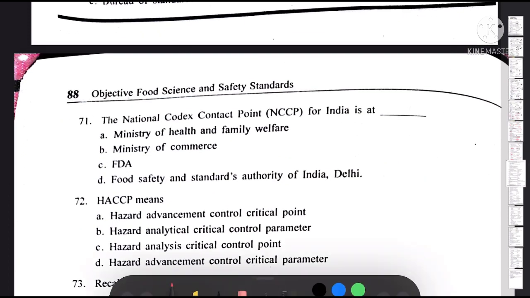Next, the National Codex Contact Point, NCCP, for India is at: Ministry of Health and Family Welfare, Ministry of Commerce, FDA, or Food Safety and Standards Authority of India, Delhi. So the correct answer is that the National Codex Contact Point NCCP for India is at the Ministry of Health and Family Welfare. Answer A is correct.